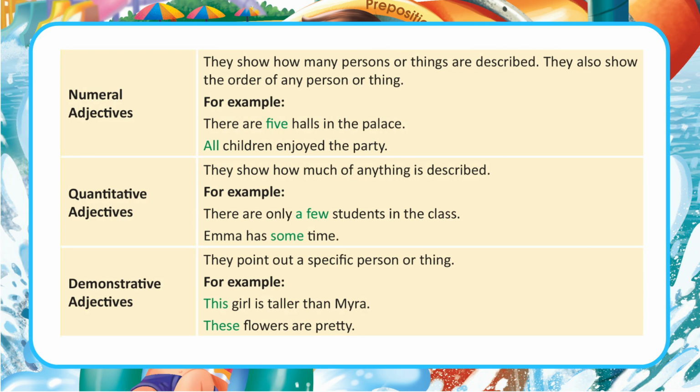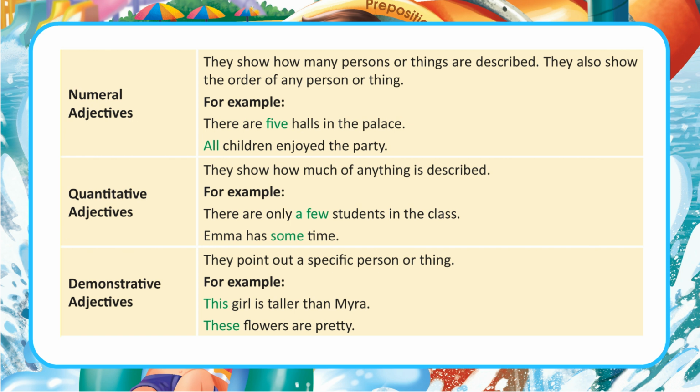Numeral adjectives. They show how many persons or things are described. They also show the order of any person or thing. For example, there are 5 halls in the palace. All children enjoyed the party. Quantitative adjectives. They show how much of anything is described. For example, there are only a few students in the class.